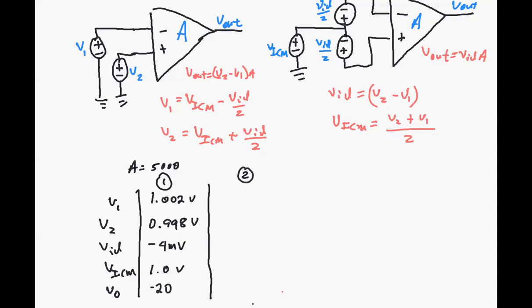Now, if we had an input of 0 volts on V1, and V2 was 1 millivolt, now VID is 1 millivolt, right? Because VID is V2 minus V1, 1 millivolt minus 0 volts. And VICM now would be 0.5 millivolts, the average of these two. And the output would be 5 volts, 1 millivolt times 5,000.